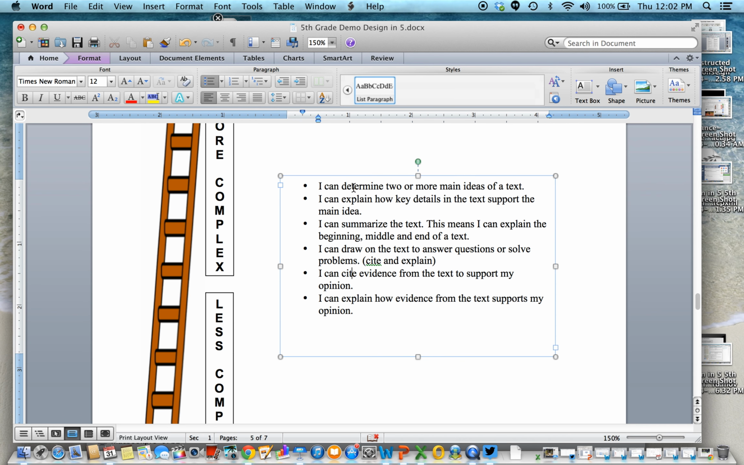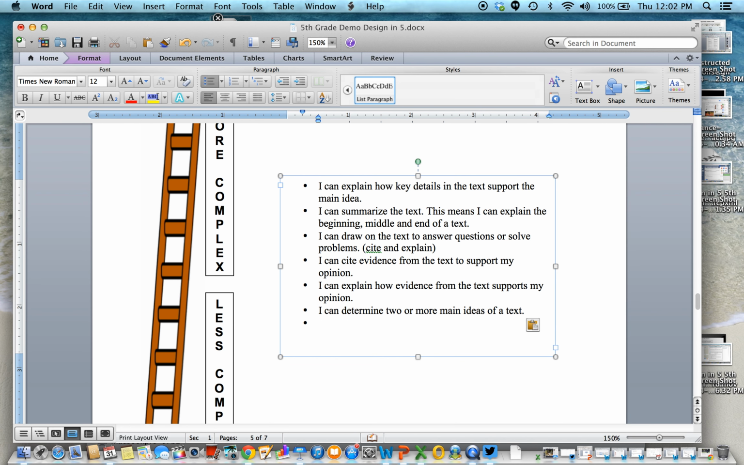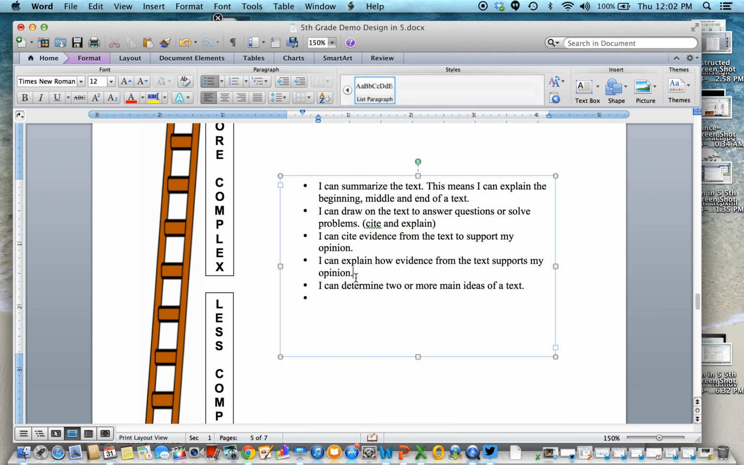Okay, I can determine two or more main ideas of a text. I'm going to actually put this, it's a little less complicated than, or less complex than some. So I'm going to determine two. And I think the next more complex idea is I can explain how key details in the text support the main idea. So this is where I think the idea of key details is so important, because some students will choose every detail, not just the key details. So this to me is a really important concept.